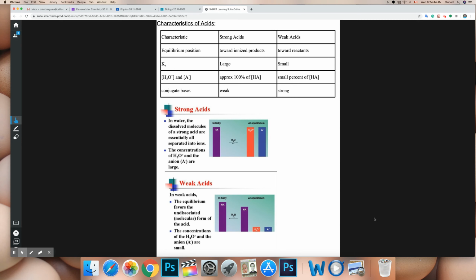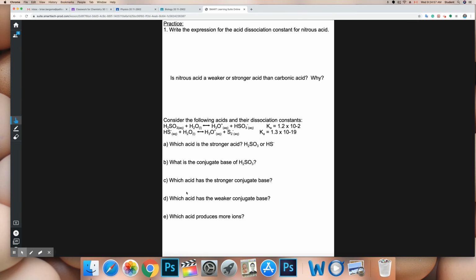Again, a strong acid is strong because it forms so much hydronium. With a weak acid, only a little bit forms hydronium, and lots of it just stays as that weak acid.